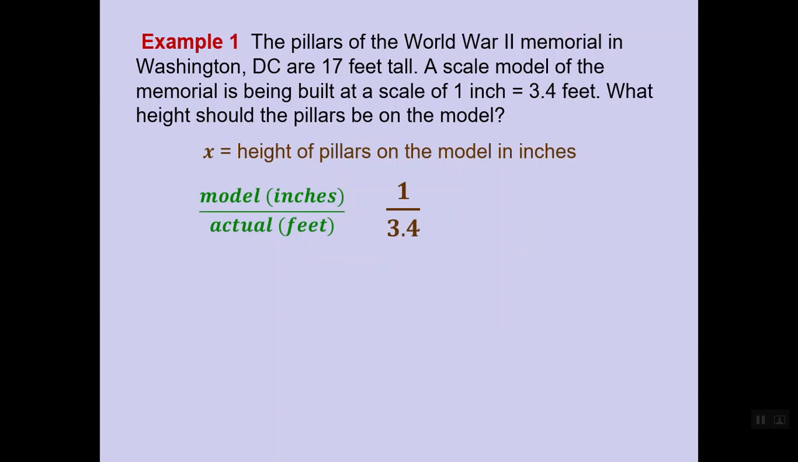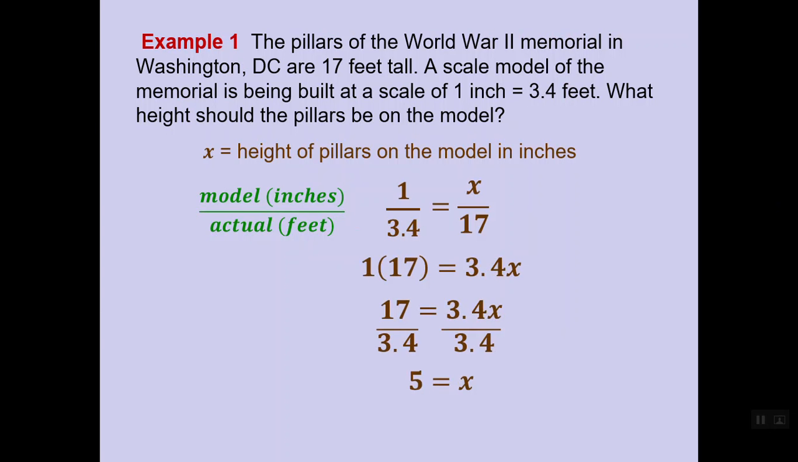So I first write my scale. I know that it's 1 inch for the model and 3.4 feet for the actual object, so I write that as a ratio. So at this point I look and I say, okay, I know that the actual pillars are 17 feet tall, but I don't know the height of the pillars on the model. So I put those 2 pieces of information in a ratio, looking to see model goes on top, actual goes on the bottom. Now it's just a matter of cross multiplying to solve for x.